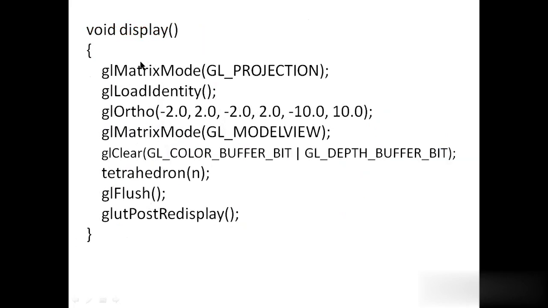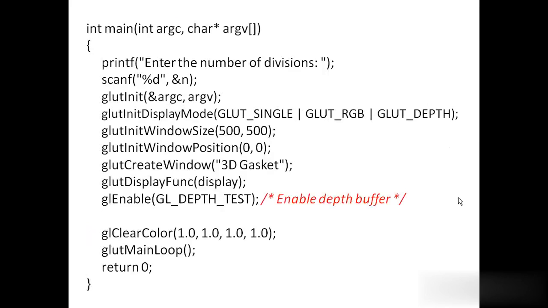In the display function, we are calling the tetrahedron function. It divides the triangle into multiple triangles, and glFlush will flush everything, and glutPostRedisplay helps to call the display function multiple times. This is how we are displaying the required object. We have called the display function. So this is how we are able to display things.